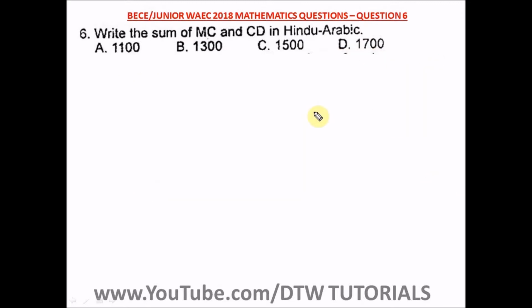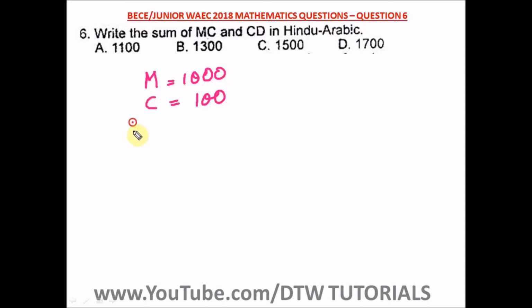Question 6 of the BECE Junior WAEC 2018 Mathematics Past Question, your OBJ question 6. It says, write the sum of MC and CD in Hindu Arabic. I hope you remember our Hindu Arabic, that's our Roman numerals. What is M? M is 1000. And what is C? C is 100.